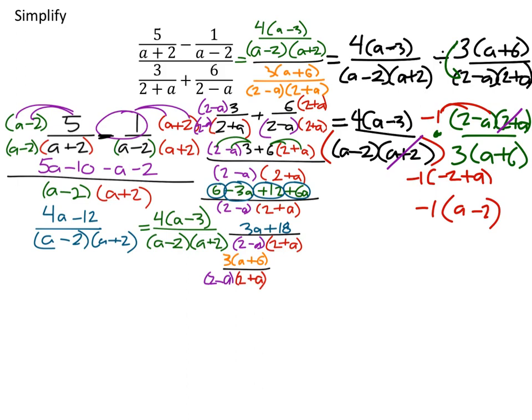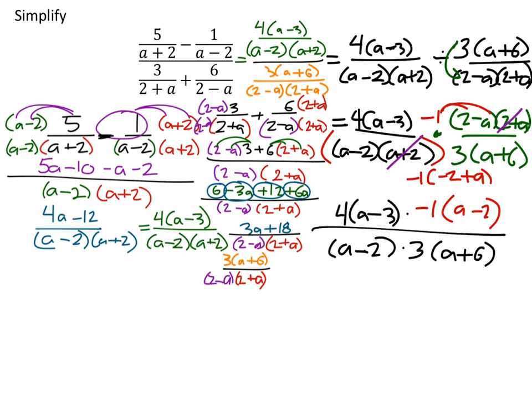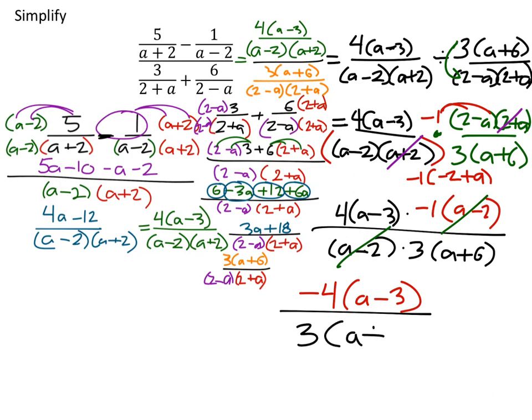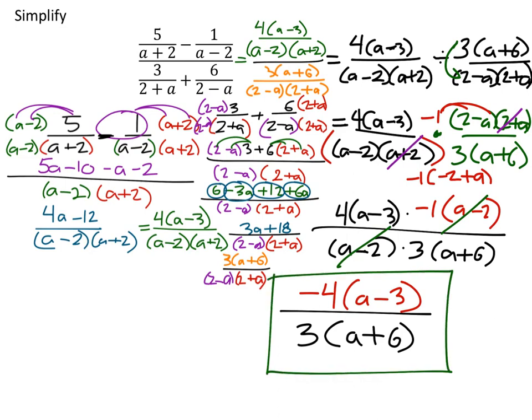And, well, let's look at the rest of this actually first. With the canceled out a plus 2. And now we can see that this a minus 2 will cancel out with this one, because we changed it by factoring out the negative 1. So what I'm going to do is make that a negative 4, 4 times negative 1, and then multiply that by a minus 3, and divide it by 3 times a plus 6. Well, that was a little bit of work, but we got there.